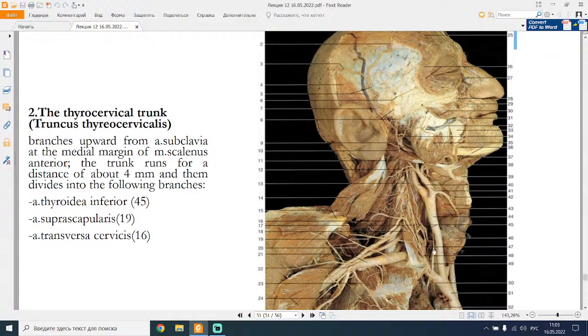What you see? Arteria thyroidea inferior, arteria suprascapularis, and arteria transversa cervicis. This is truncus thyrocervicalis.